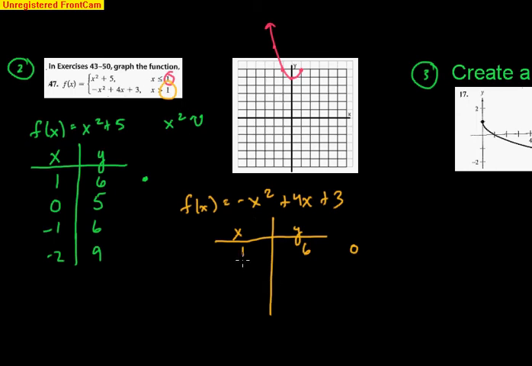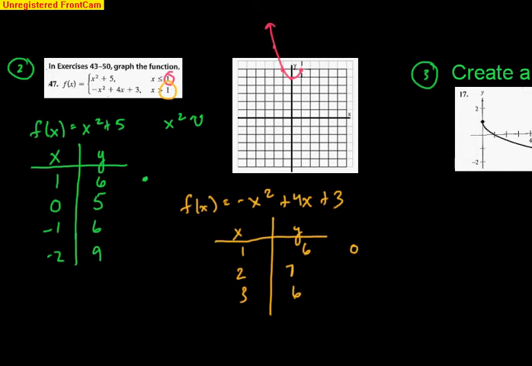Now I got to go greater than 1, so try 2. That's negative 4 plus 8 is positive 4 plus 3 is 7. Now I got to try 3. I get negative 9 plus 12 is 3 plus 3 is 6. So that's 3 points. So let me graph those.